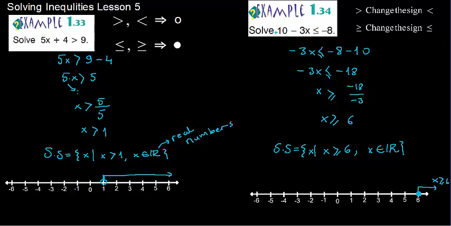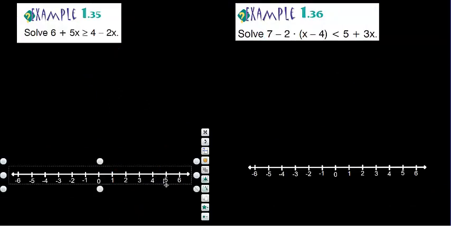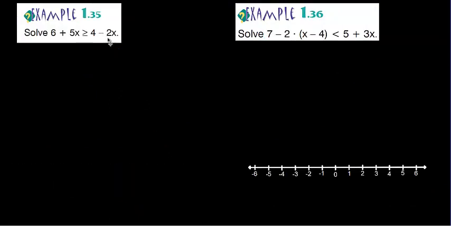Okay, let's continue with the other type of questions. Here I want to solve 6 plus 5x is greater or equal to 4 minus 2x. I have 6 plus 5x and 4 minus 2x. First I'm going to combine the like terms, so I'm going to get the terms with x to this side and 6 to the other side. So 5x plus 2x, because minus 2x goes to the other side, it's going to be plus 2x.